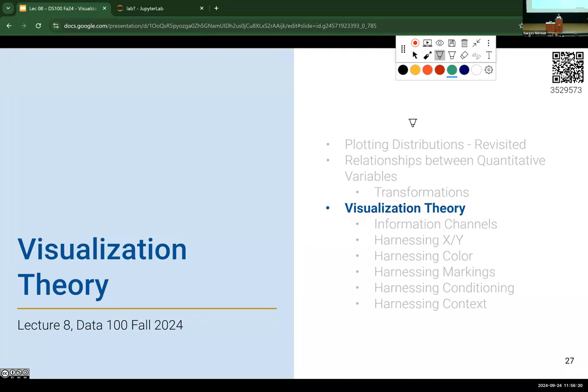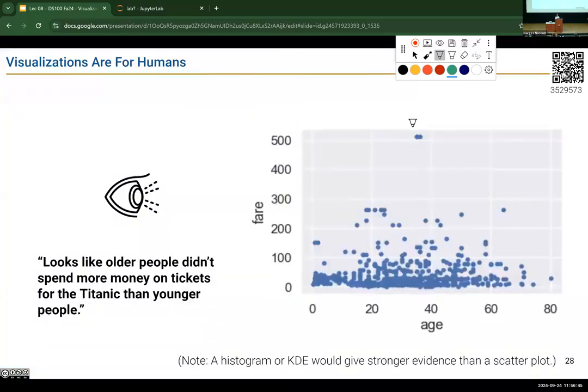So now I want to switch gears and talk about visualization theory. This is going to be a little bit eye-opening in a sense that you will see different considerations that you should have when you're creating different plots. There's not going to be any code involved, but it's going to be interesting for you to see how you can effectively use different information channels. Why are we talking about information channels? Because we need to make sure that the plots that you're creating are actually meaningful for humans.